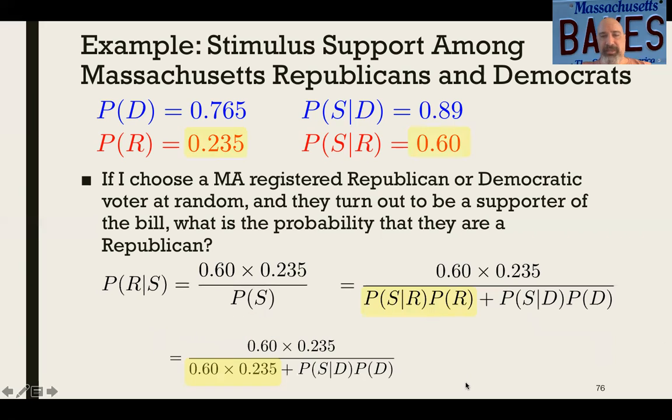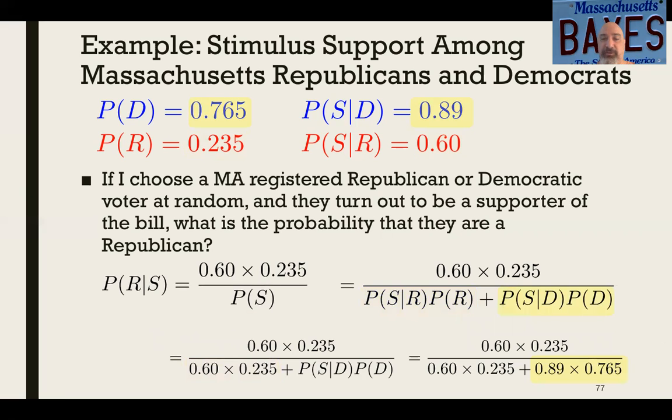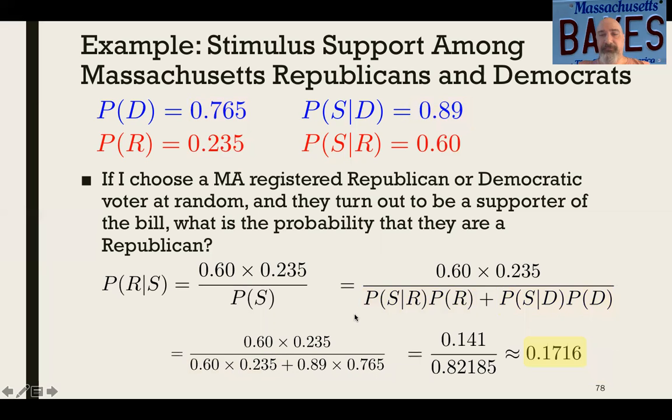And all of these pieces we have. So we already said the numerator is part of the sum and the denominator as well. We've already entered those figures, 0.60 and 0.235. And then we're adding the other side of the coin, the probability of support for the bill given Democrat, which is 0.89, times the probability that I selected a Democrat, 0.765. That works out to about 0.14 over 0.82, or 0.1716. That's 17%, a little bit more than 17%.